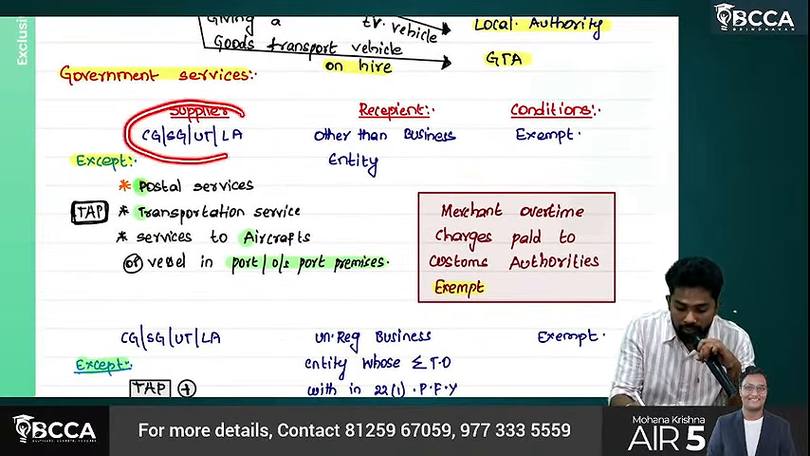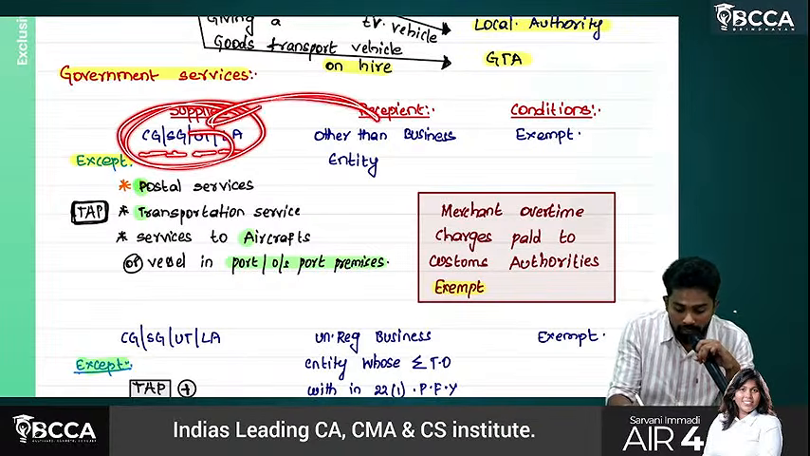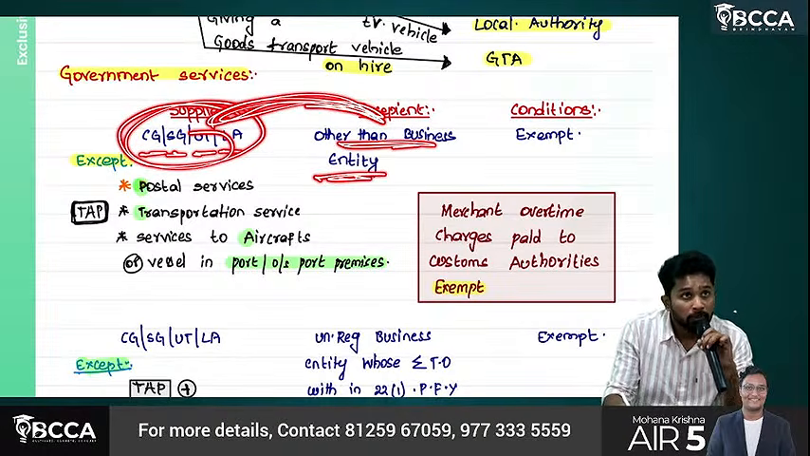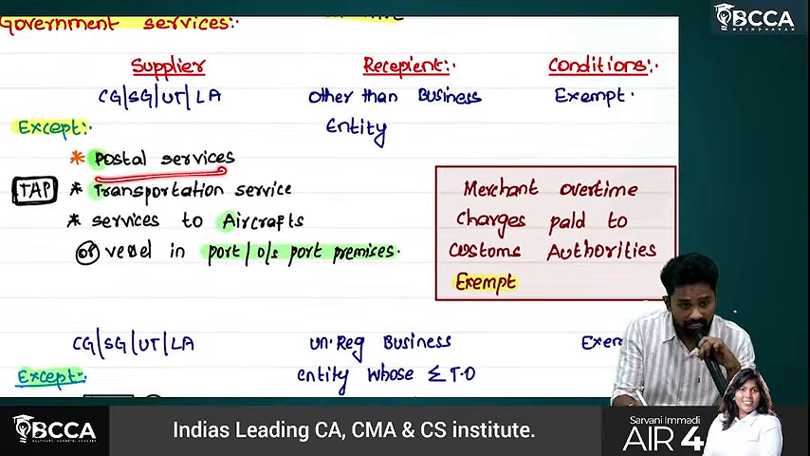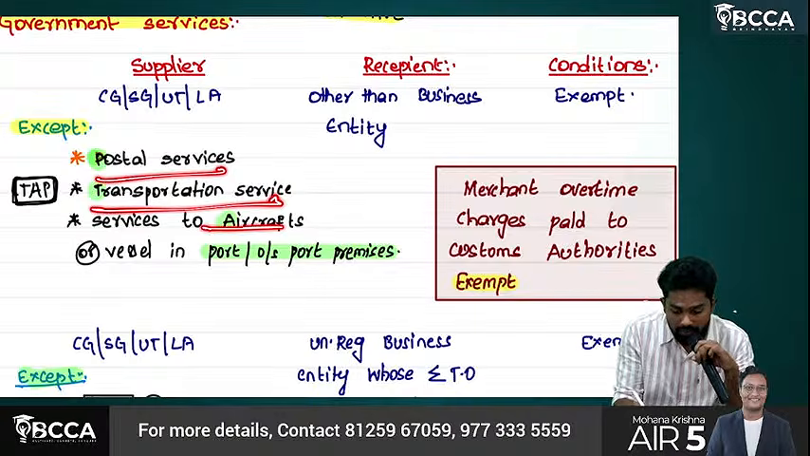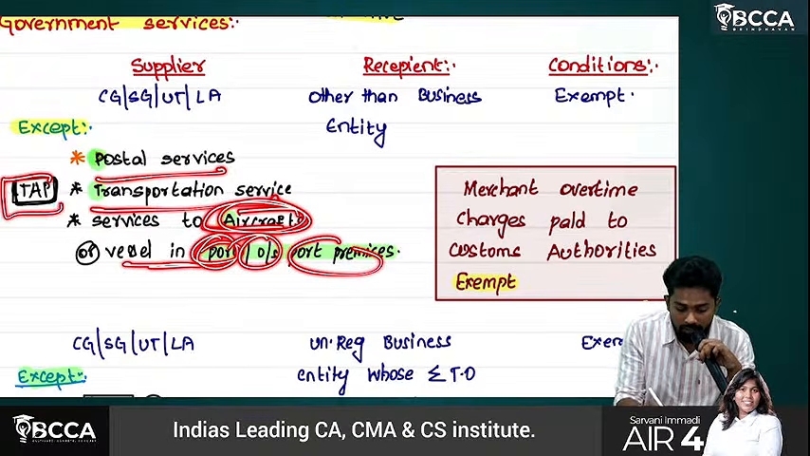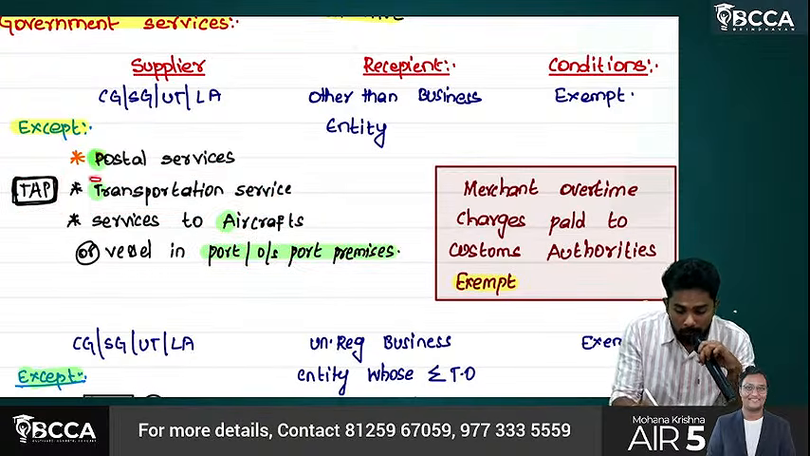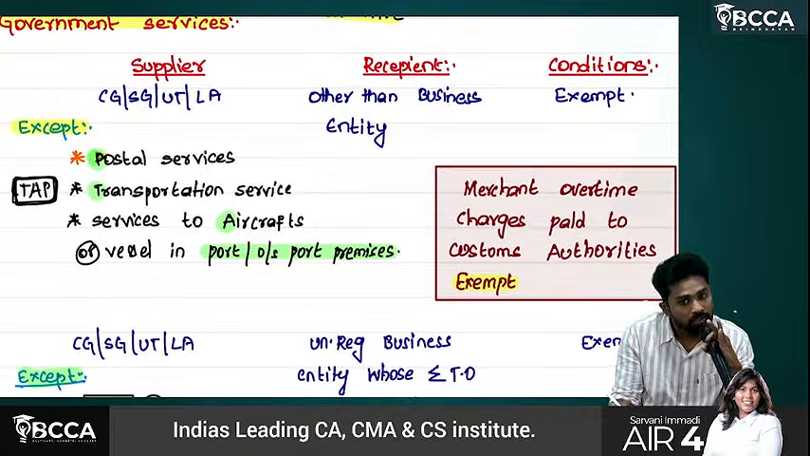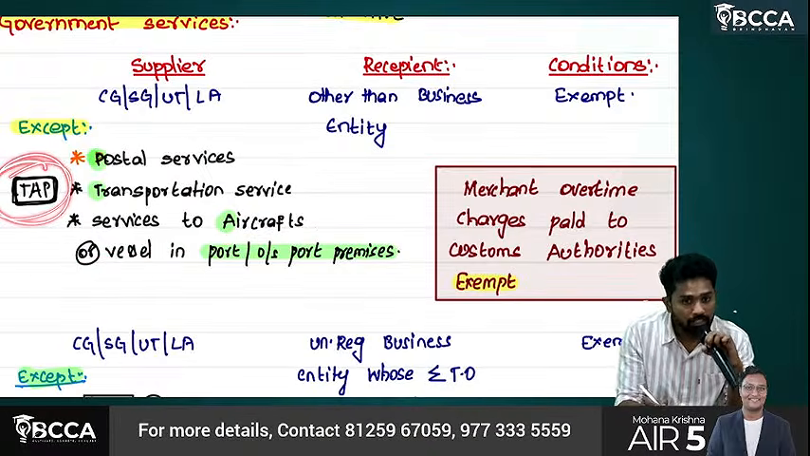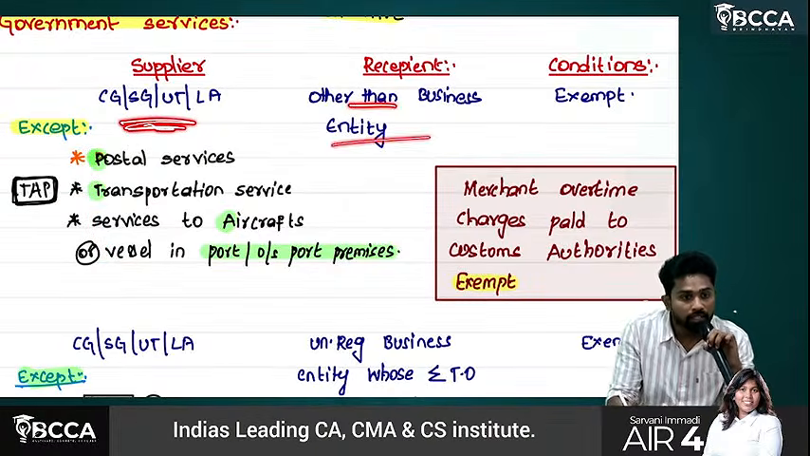Then government services. Government means the Central government, state government, union territory, local authority. When they are providing services to a recipient other than a business entity, then their services are exempted, except postal services, transportation services, and services to aircraft and vessels in port or outside port premises. These three we call TAP: transportation, aircraft and vessels, and postal services.